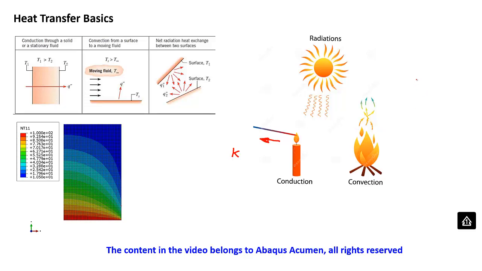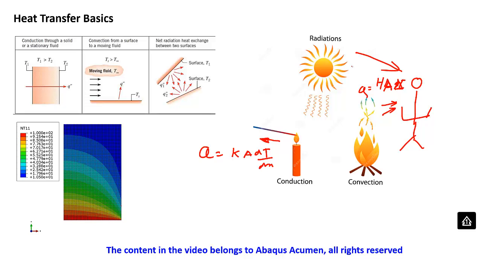Now if you stand somewhere here and there is a bonfire and you try to take heat, this is convection heat transfer. This is nothing but your H A delta T. Here Q is K A dT by dx. And if you get heat from the sun, this is nothing but emissivity times temperature raised to 4. So this is a radiation problem.